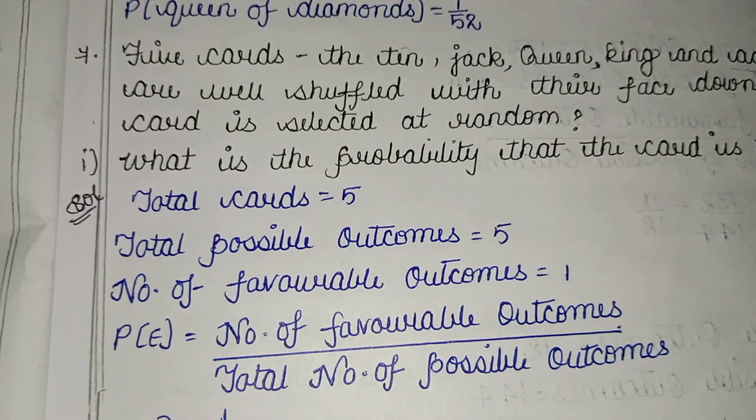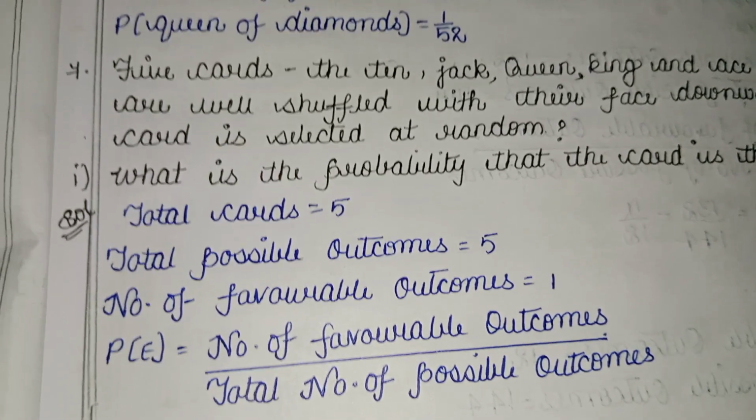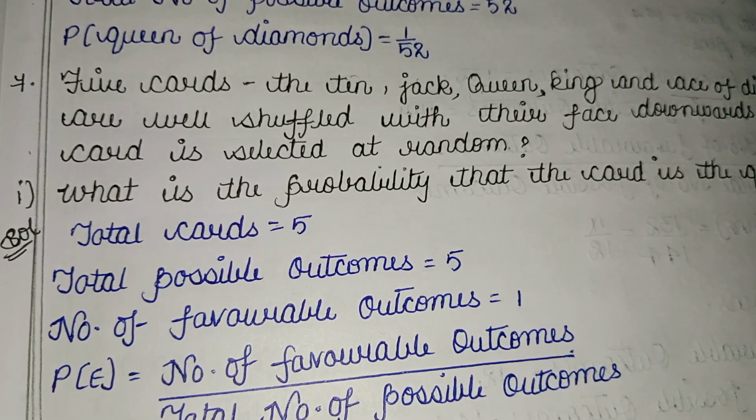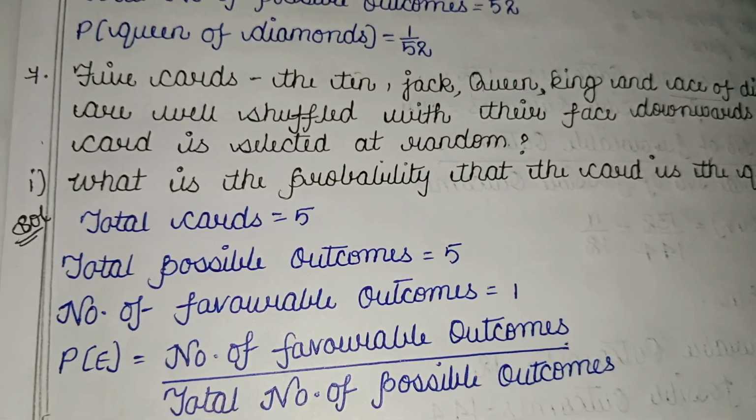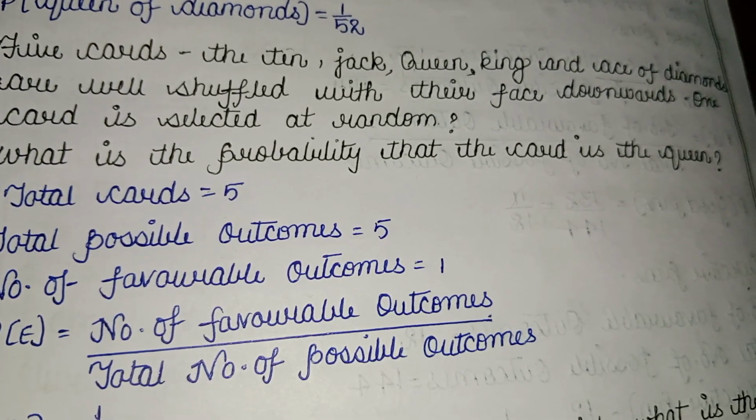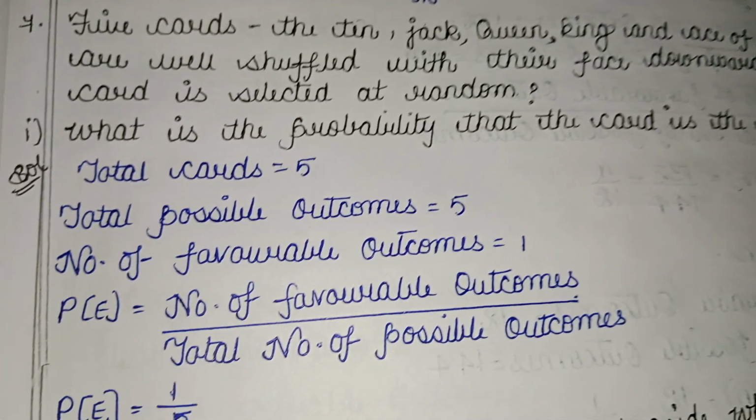First one. How many cards are there? Only 5 cards. What are those? 10, Jack, Queen, King, Ace. From this, first question: what is the probability that the card is Queen?